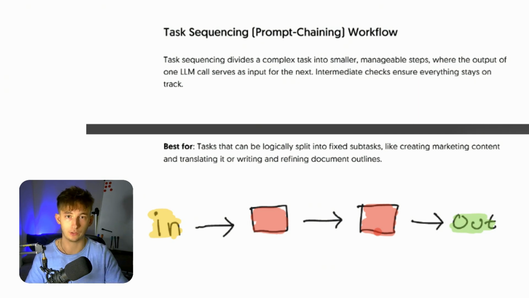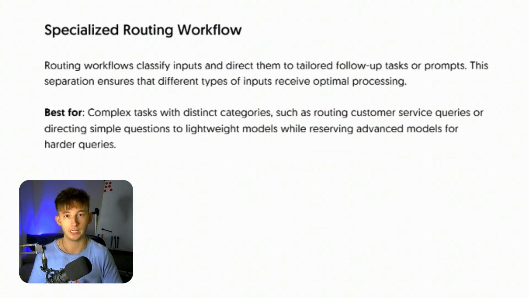So this next one is going to be specialized routing workflow. And this ensures that different types of inputs are processed in the most effective way. Now, by separating these tasks into distinct categories of their own, you can pretty much fine-tune responses and improve the efficiency. To give you an example, in customer support, routing workflows might send general inquiries to a chatbot while directing refund requests to a specialized system.